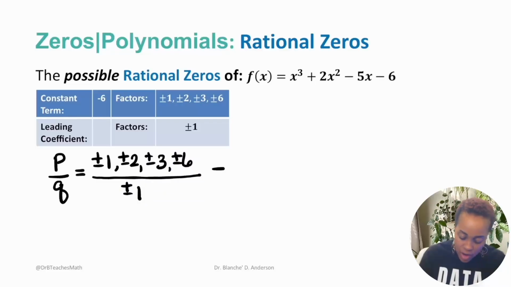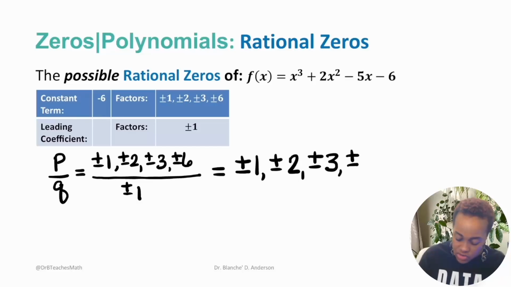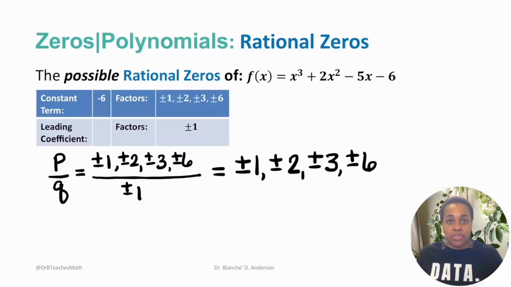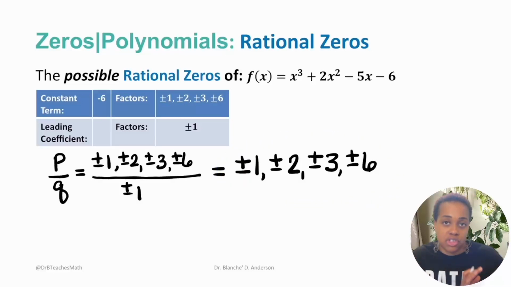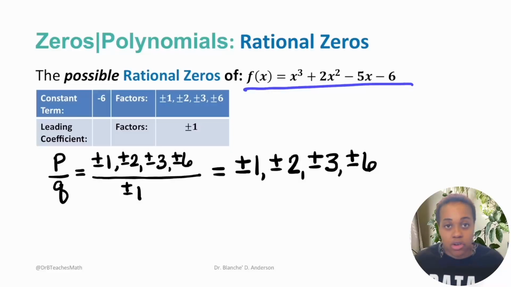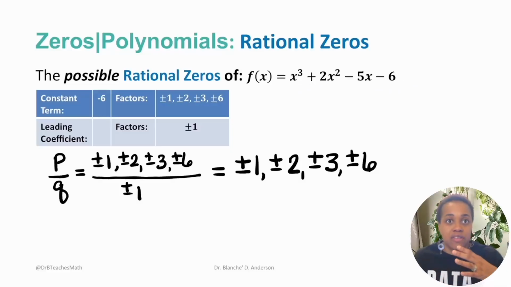So the list of all the possible rational zeros, not imaginary, not irrational, but rational zeros, is plus or minus 1, plus or minus 2, plus or minus 3, and plus or minus 6. So that is what the rational root theorem, the rational zero theorem does. It gives you a list of possible zeros to start with so that you can start breaking down whatever polynomial function that you have. So it kind of gives you like a head start. And you want that head start.